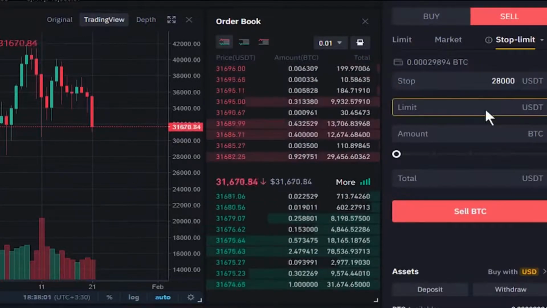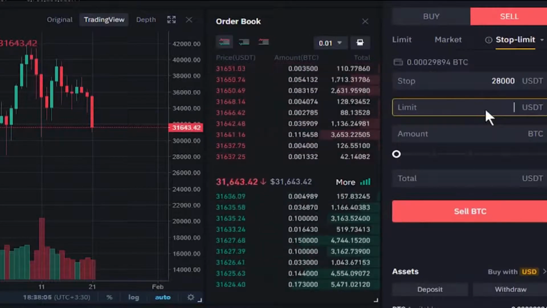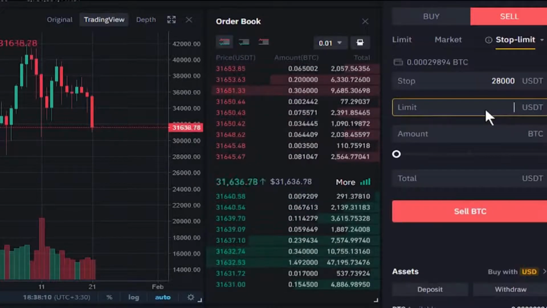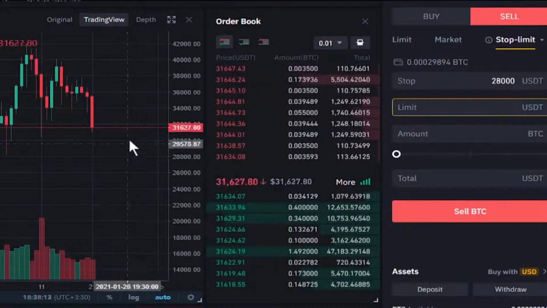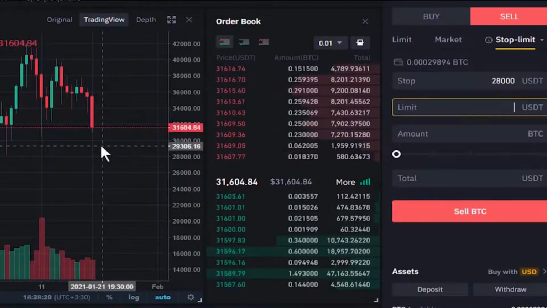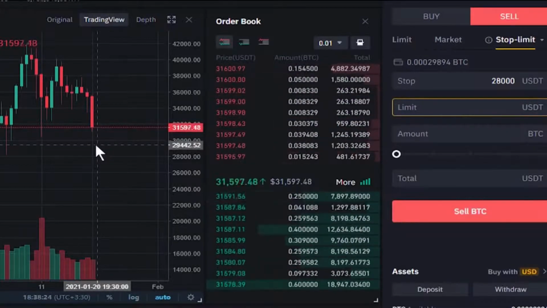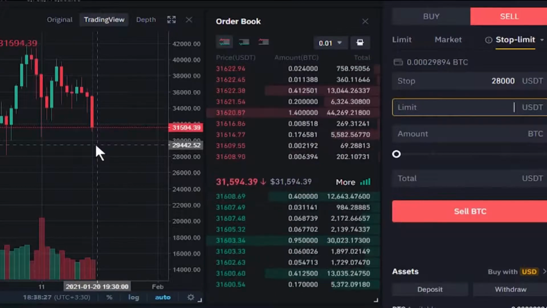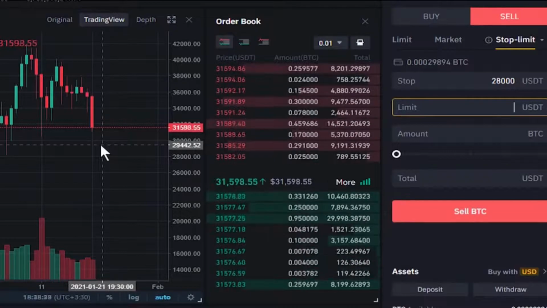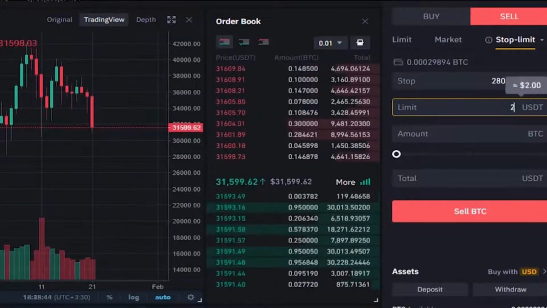And for the limit price, pay attention that you can set it to 28,000 equal to the stop price, but it is safer to set it a little lower than the stop price. Why? Because when the market is highly volatile and the price is declining sharply, your order may not get filled and your position may go to more loss. So by placing the limit price a little lower than the stop price, you will have a higher possibility that your order will get filled when the price reaches the stop price. So we set it, for example, 27,000.